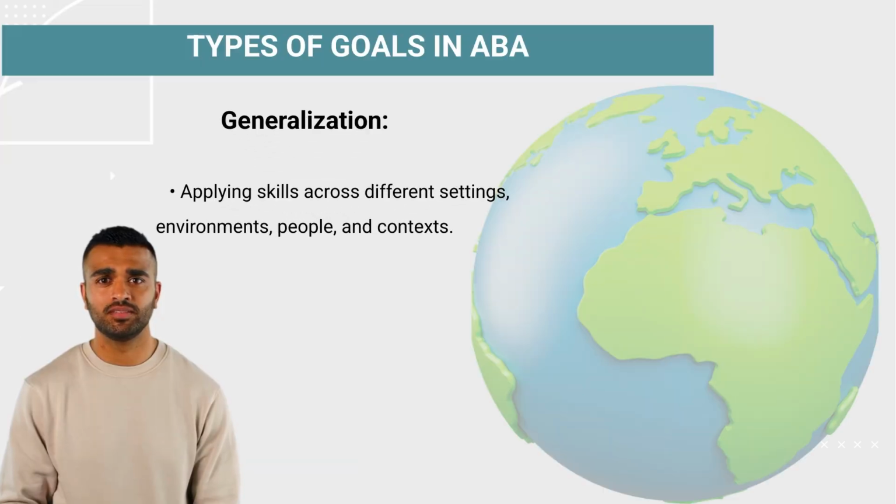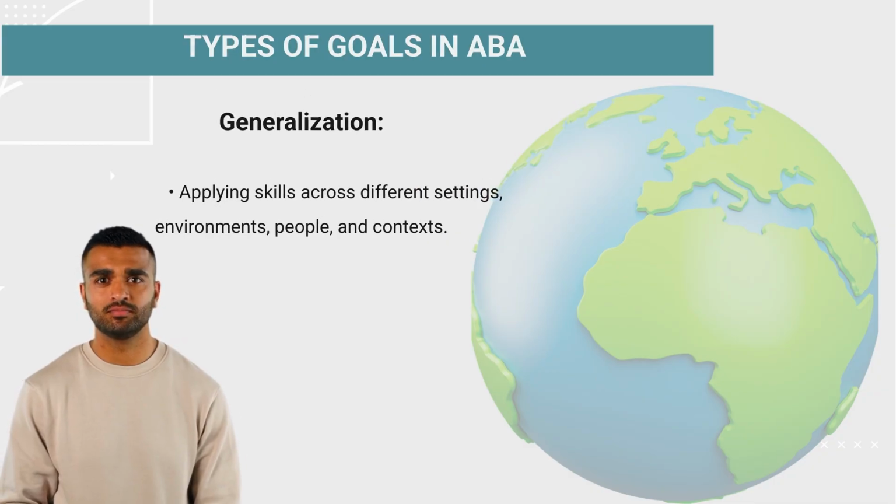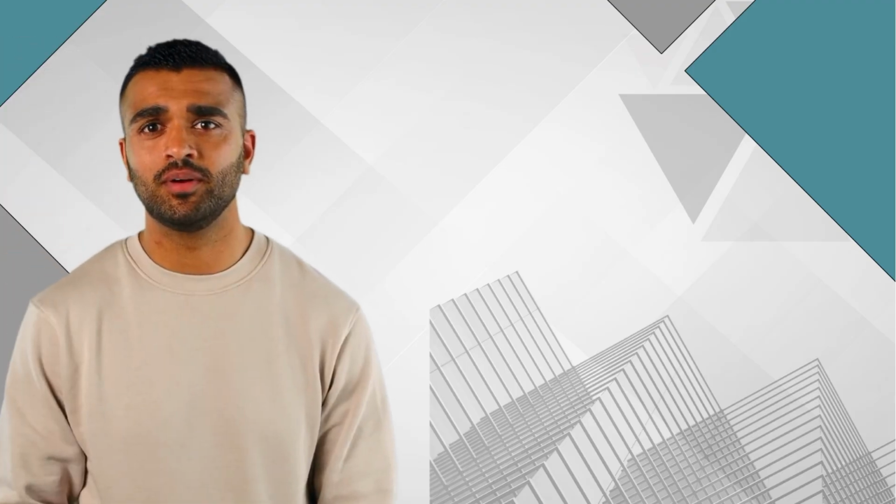Third is generalization. This means practitioners are supporting learners with learning how to use that skill across different settings, environments, people, and contexts. Next slide is about pairing in ABA.